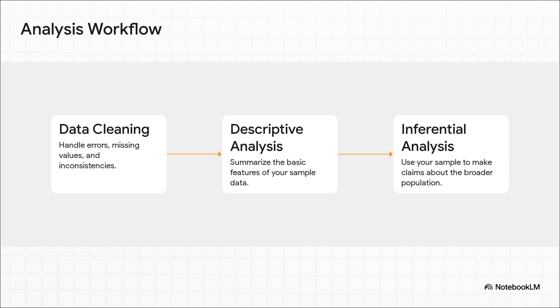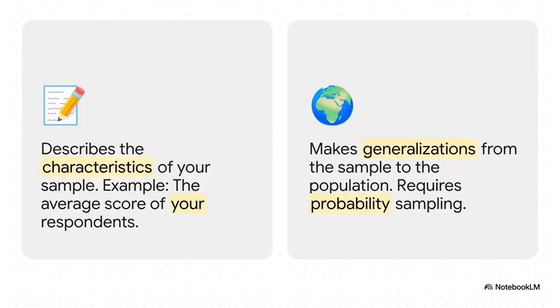And then, finally, if your sampling method allows it, you can perform inferential analysis to test your core hypotheses. Understanding this distinction is absolutely critical. Descriptive statistics simply describe your sample, the average score of your 200 respondents, for example. But inferential statistics, like a t-test, that's where you try to make a much bigger claim about the entire population.